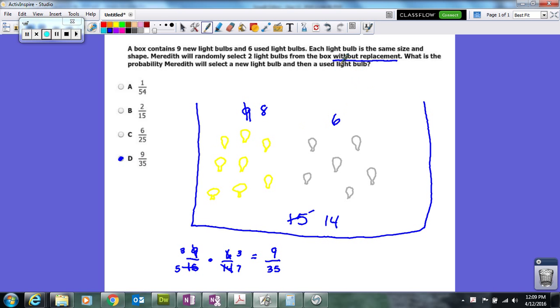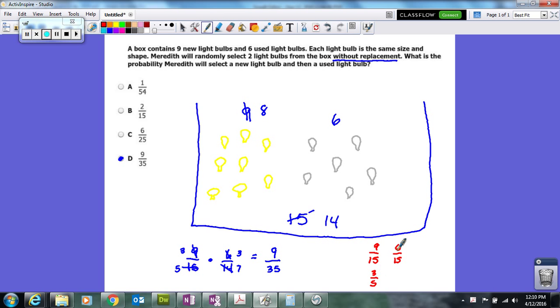Now there are lots of places to go wrong in a problem like this, and I'd say the most common one is if you try and solve this by using replacement. If you were using replacement, and I'm going to do this in a different color, then the probability of getting a new bulb on the first draw would be 9 in 15. And then the probability of getting a used bulb on the second draw would be 6 in 15. Not 14, but 15, because we put it back in. We replaced it.